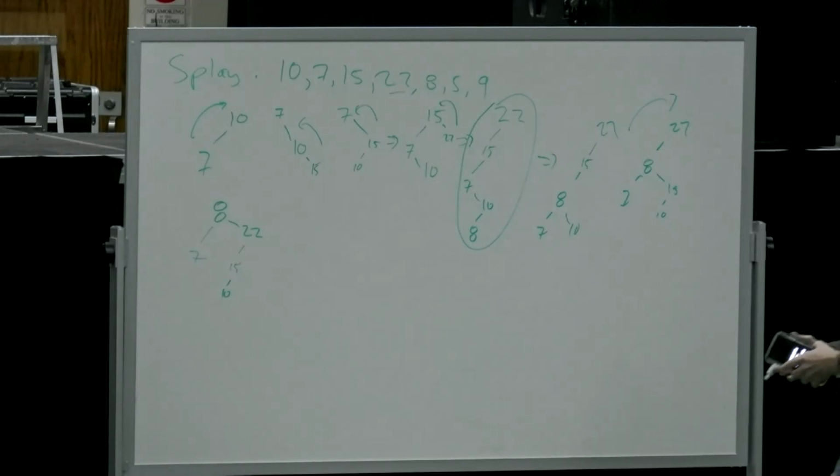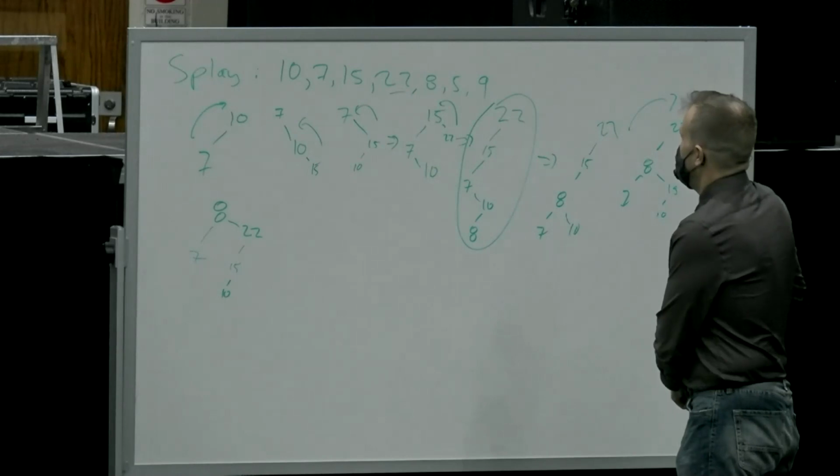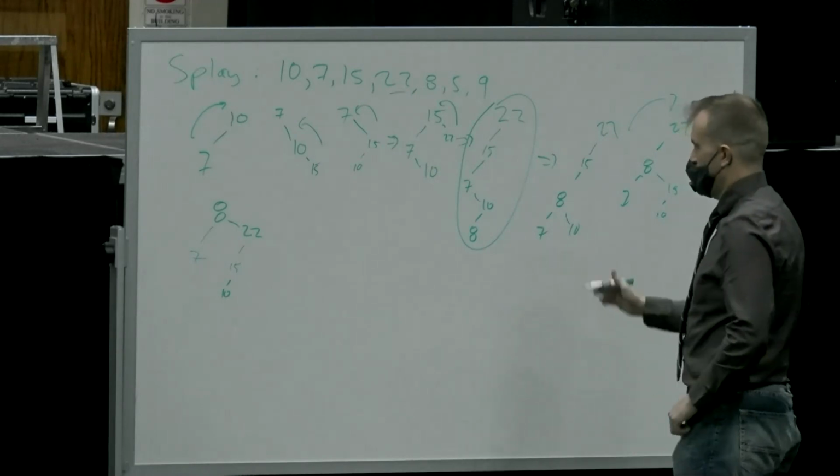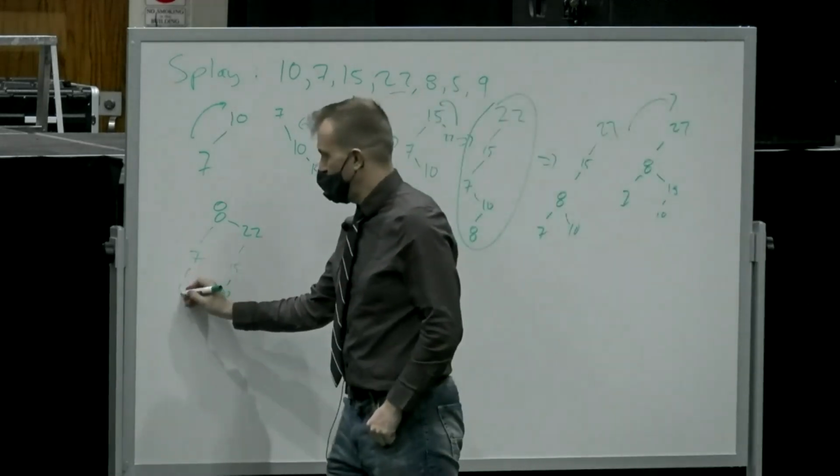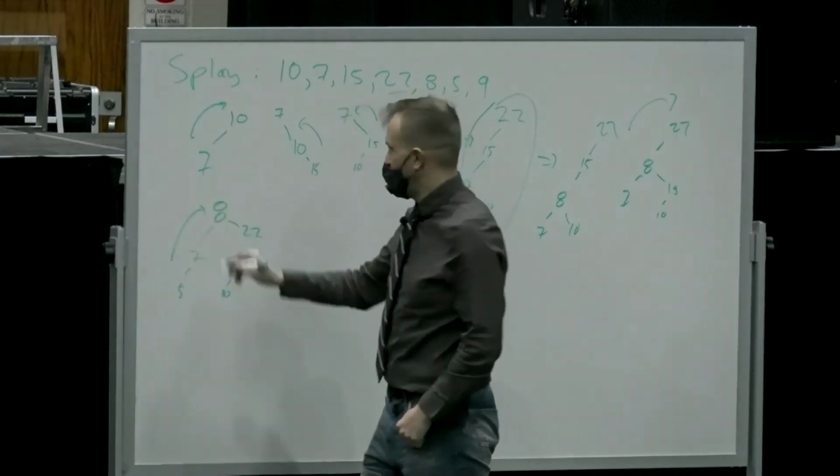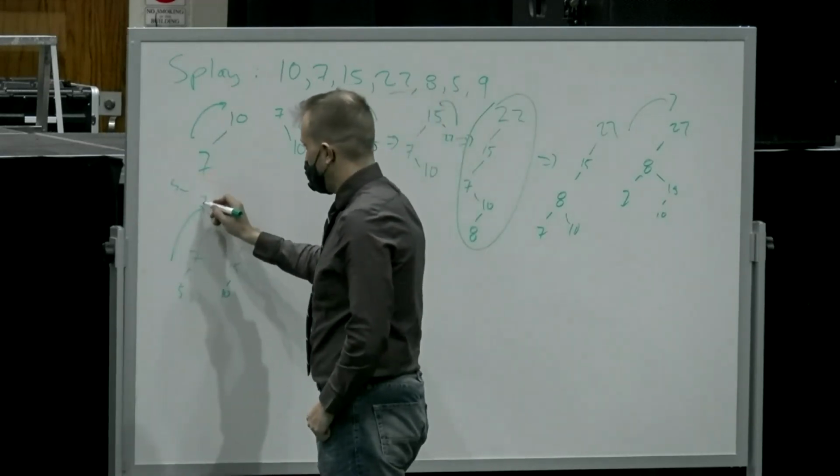Okay, so now we're going to insert 5. 5 would be over here. So now we have a splay, so it's going to become 5, 7, and then 8.